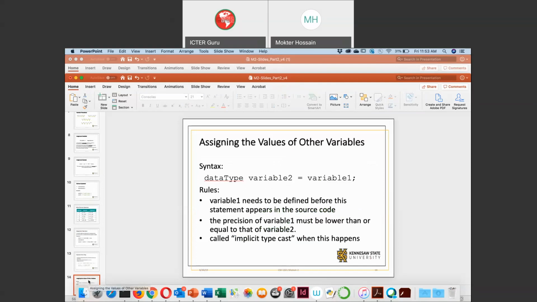Sometimes we may need to assign the value of one variable to another variable. For instance, we say integer x equal to y. Here, data type variable 2 equal to variable 1: variable 1 will be assigned to variable 2. In that case, variable 2 may be changed, but variable 1's value will be unchanged.